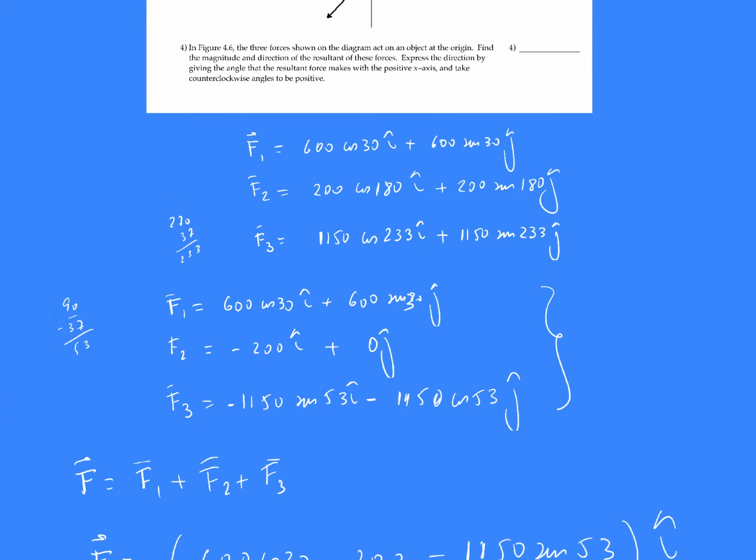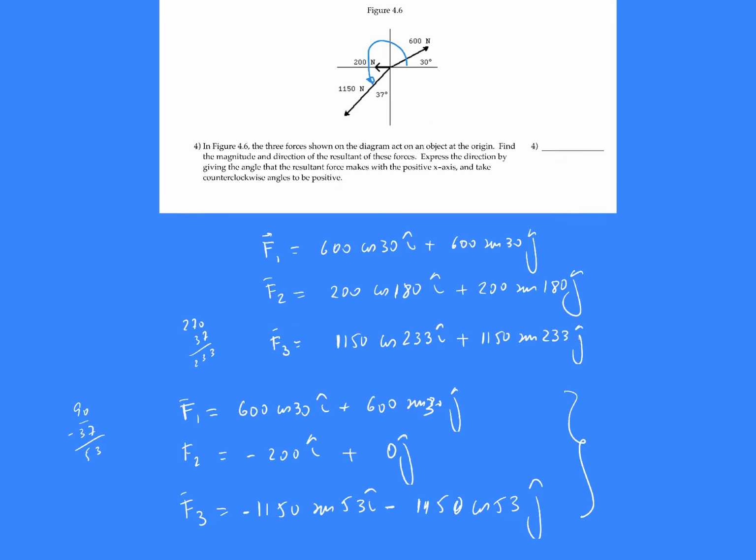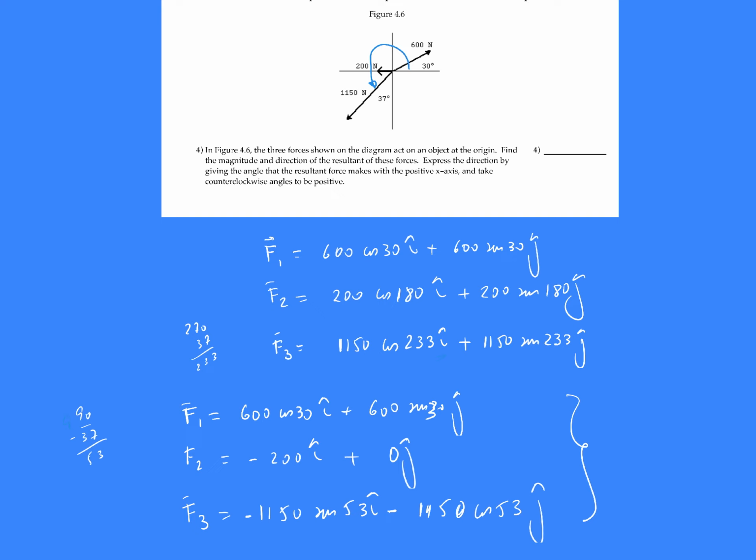This is the same vector, F1, F2, and F3. You know, because you have studied already chapter 2 about vectors, F1 will not change, but F2 can be written as minus 200i, because cosine of 180 is minus 1, and if you see the figure, it will be minus 200i and 0j. And F3 can be written in this way, minus 1150 sine of 53, where 53 is this angle. Let me show you the 53. This is the angle 53.